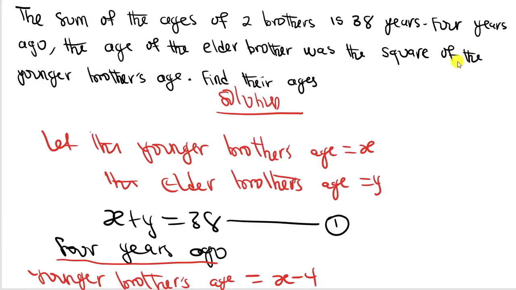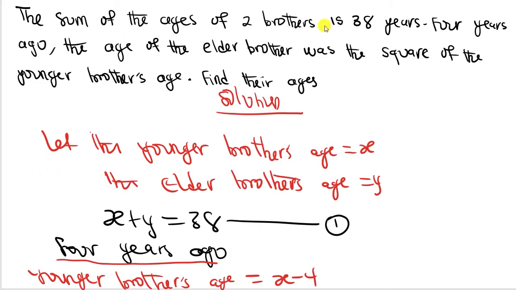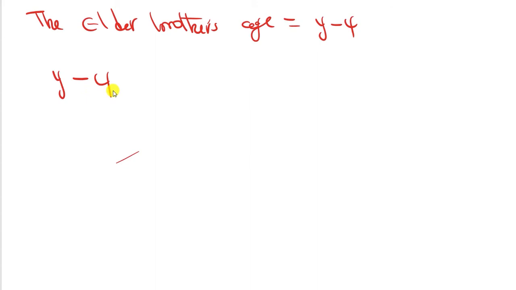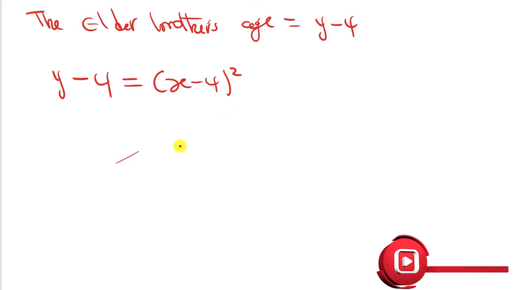Okay, now the question says that 4 years ago, the age of the elder brother, that is this y minus 4, so we are going to have y minus 4. That is 4 years ago, the age of the elder brother. Now the question is saying that was the square of the younger brother's age. So it means that 4 years ago, the age of the elder brother, y minus 4, is going to be equal to the younger brother's age being squared. That is x minus 4 being squared.